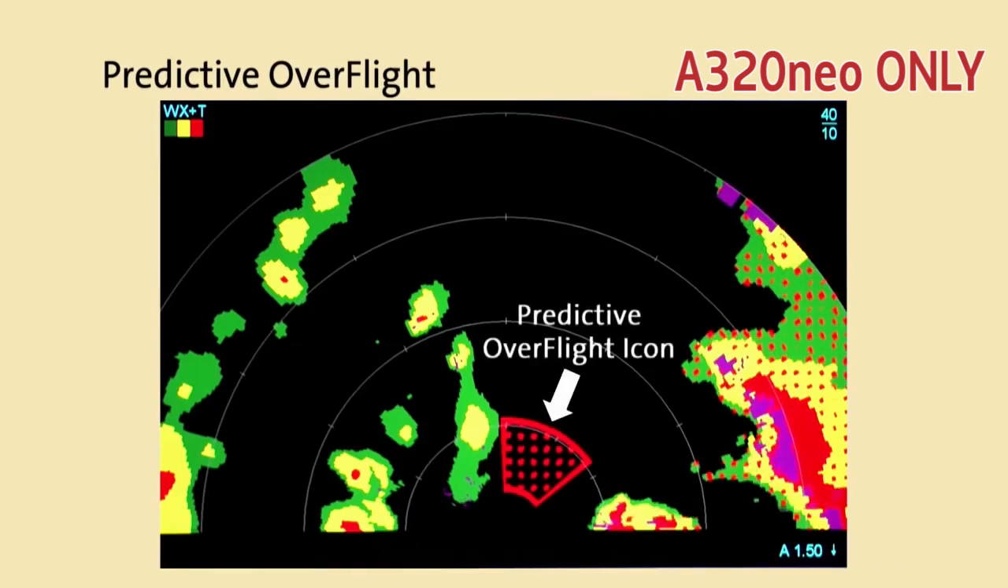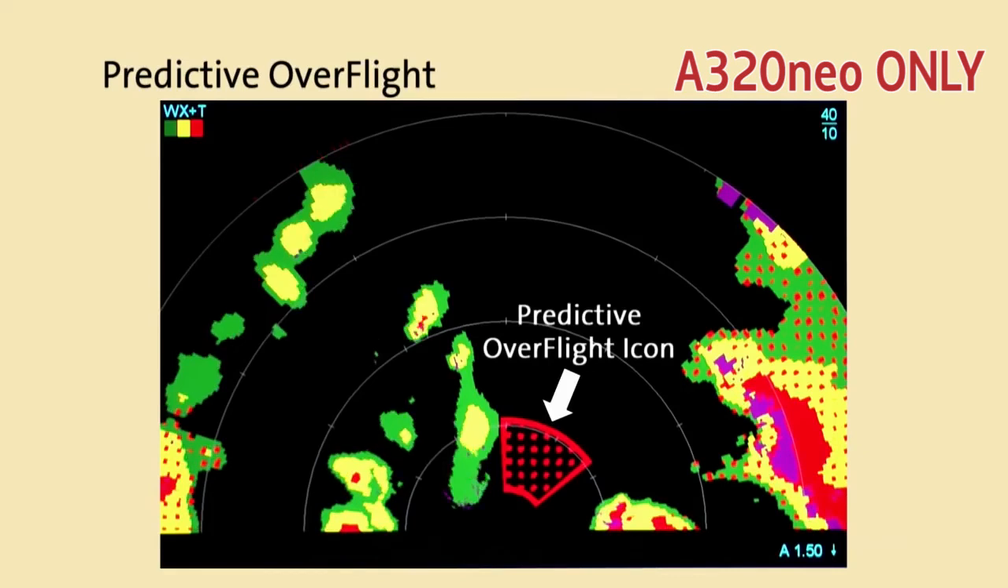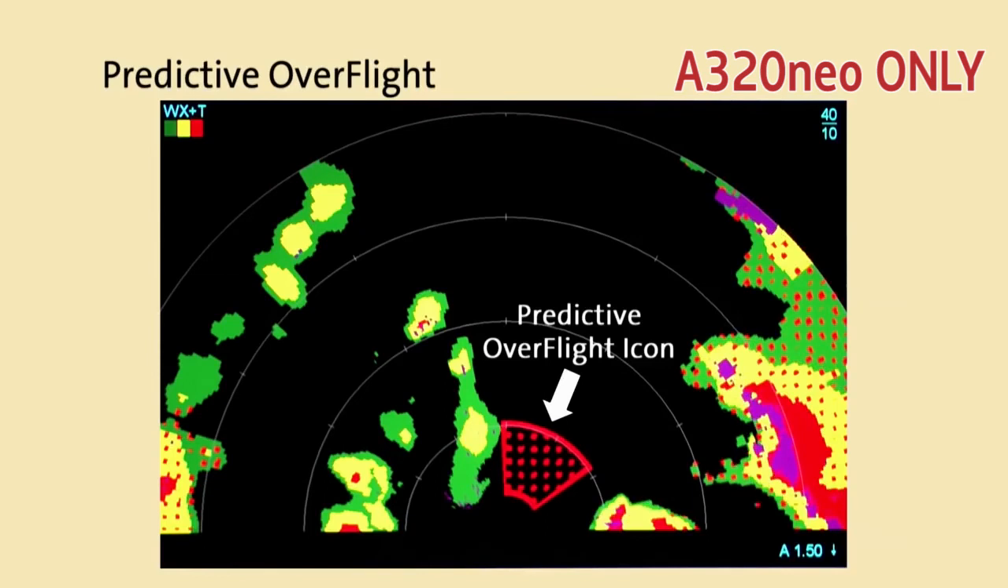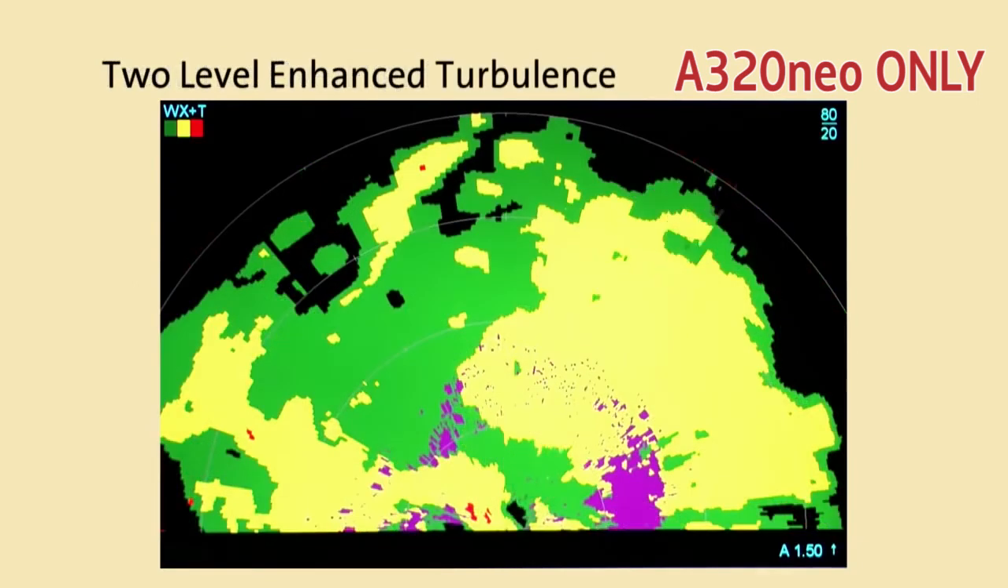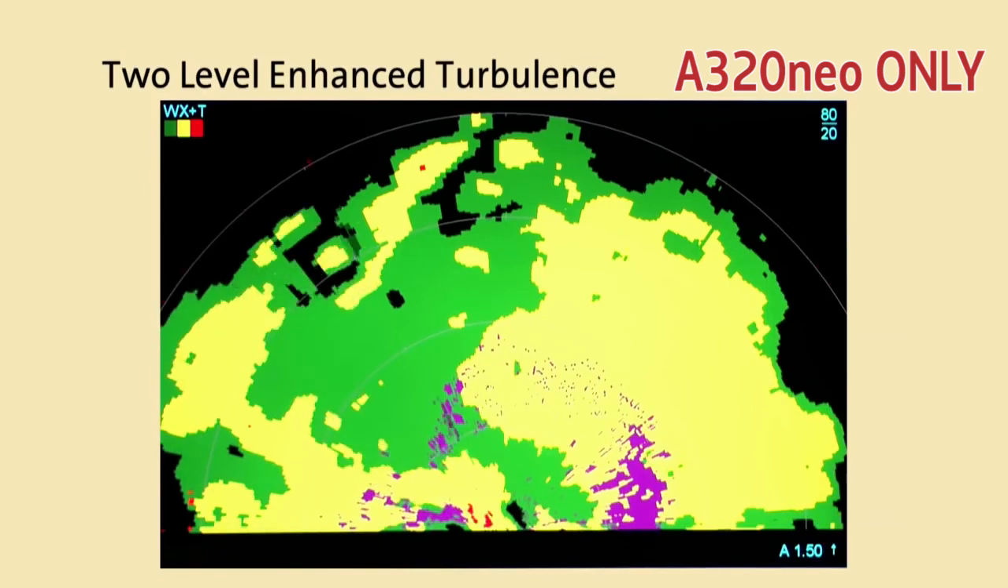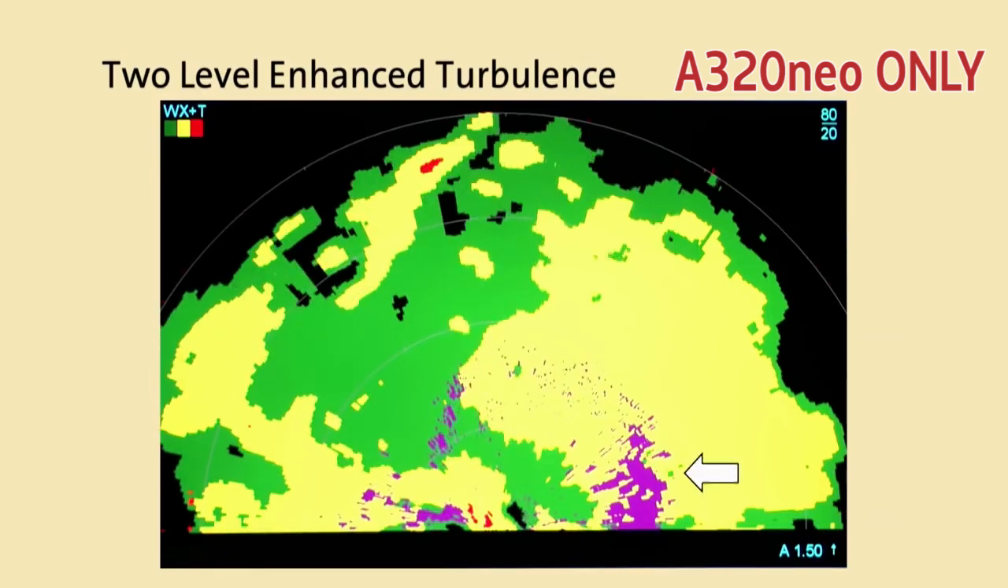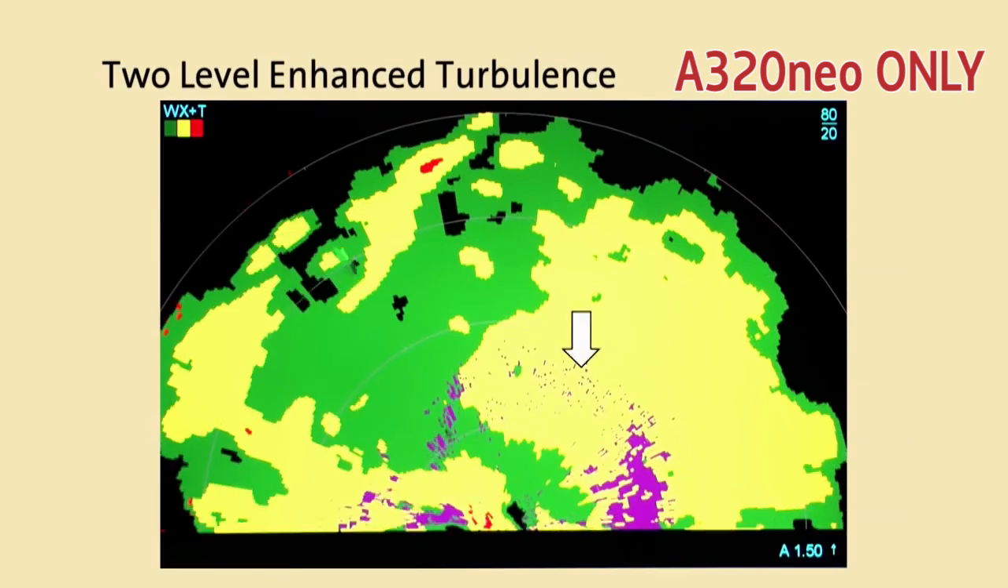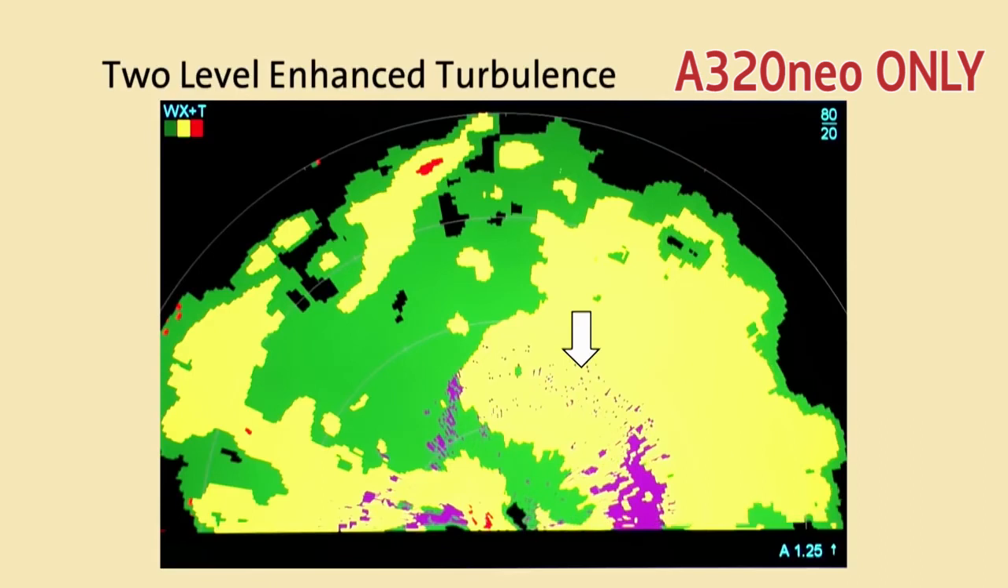The Predictive Overflight icon is used to warn flight crews of the potential turbulence threat from a cell that is growing towards the aircraft's flight level. Note that this Predictive Overflight icon appears in the black, indicating a cell that is growing towards the aircraft's altitude. 2-Level Enhanced Turbulence measures severe and ride quality turbulence out to 40 nautical miles. When the new FAA standards for severe turbulence are met, solid magenta is displayed. When the radar detects less severe ride quality turbulence, consisting of light to moderate chop, then speckled magenta is displayed.